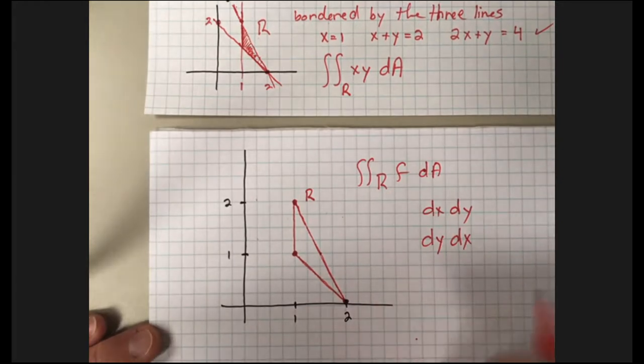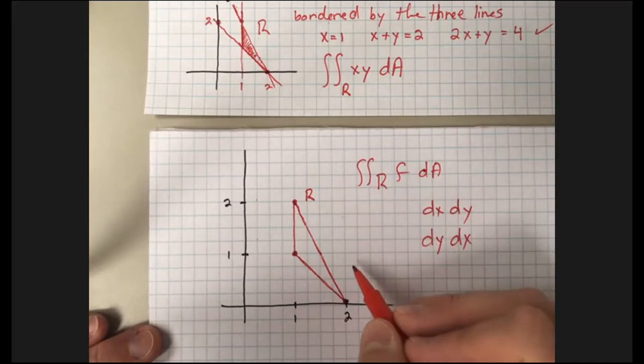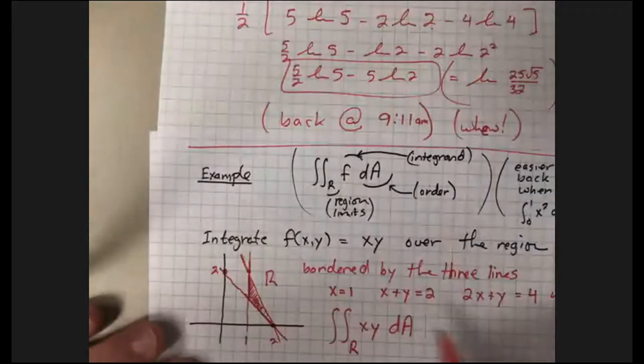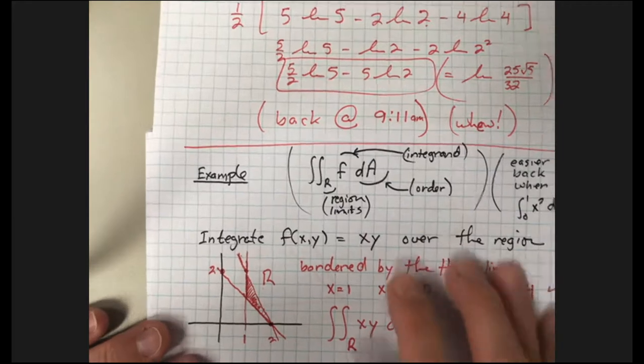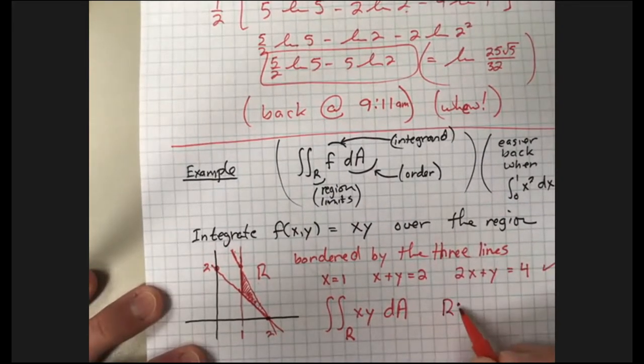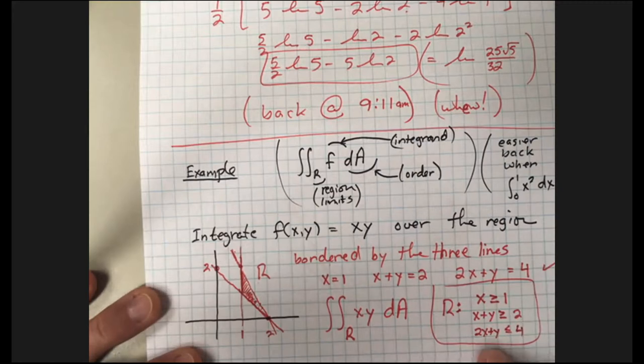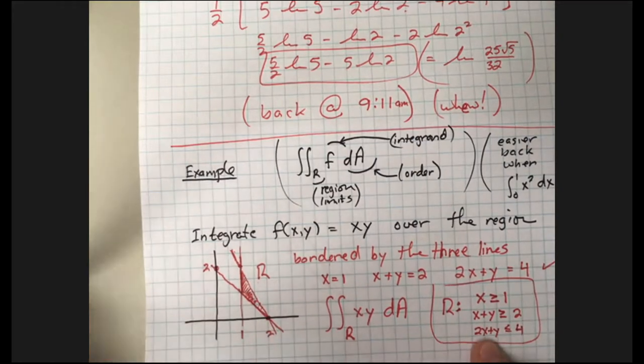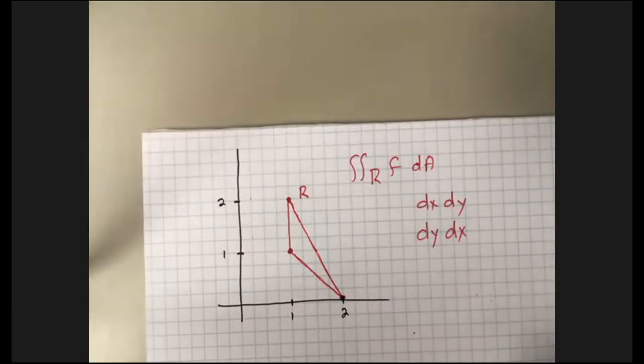And what I want you to do is use an analogy like how you're going to parameterize this. So this is the difference between describing this region with borders and describing this region with a parameterization. You could describe this region very correctly as x greater than or equal to 1, x plus y greater than or equal to 2, and 2x plus y less than or equal to 4. That might be a legal description of this triangle, but it won't set the limits of integration for me. So I have to think about this.